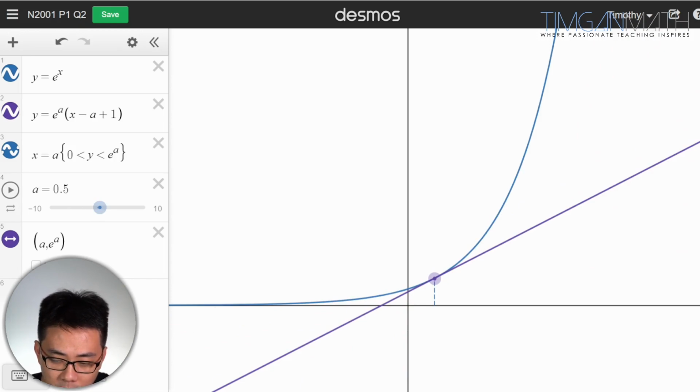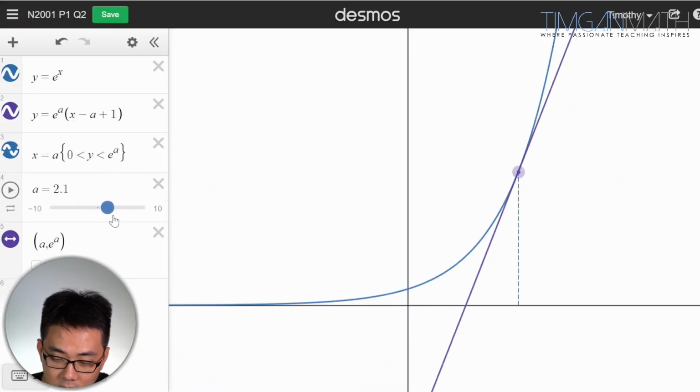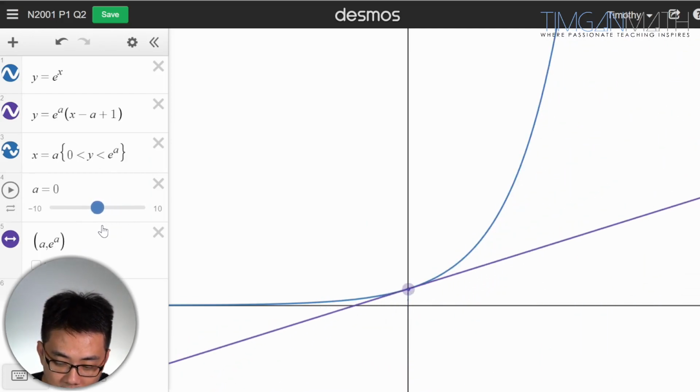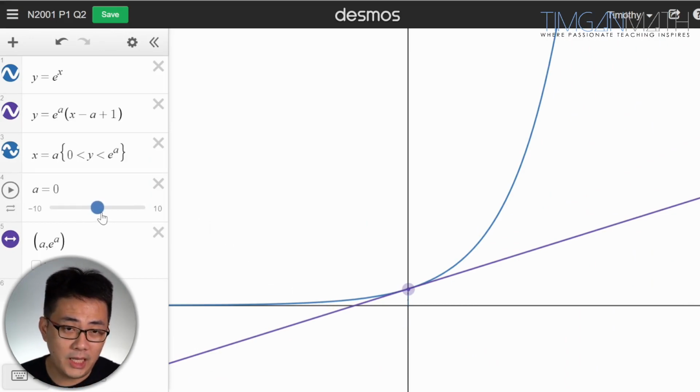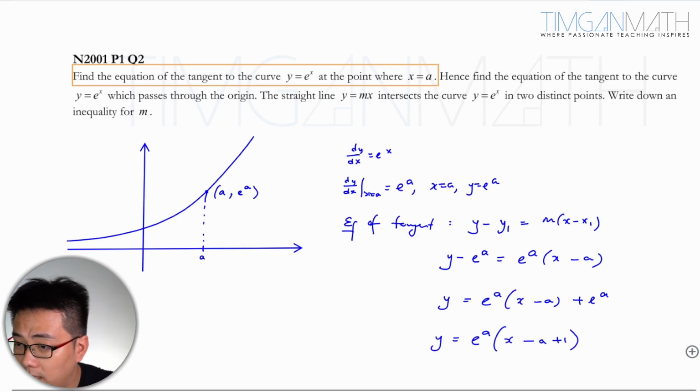Now the second part: find the equation of the tangent to the curve y equals e^x which passes through the origin. Meaning, how should you adjust this such that it passes through the origin? Does this tangent pass through the origin? No. Then the question is, where does it touch? It should be this equation where it passes through the origin. But how do you solve this part? It passes through the origin, meaning you need to find the a.